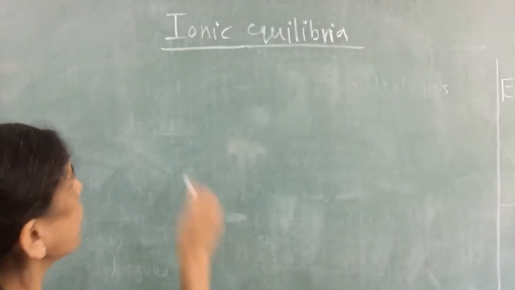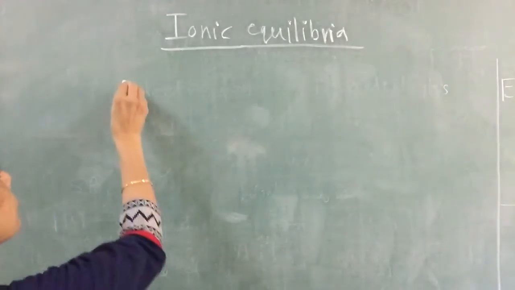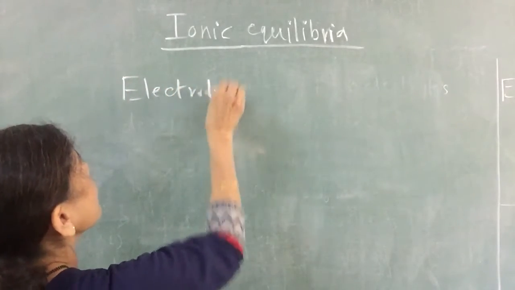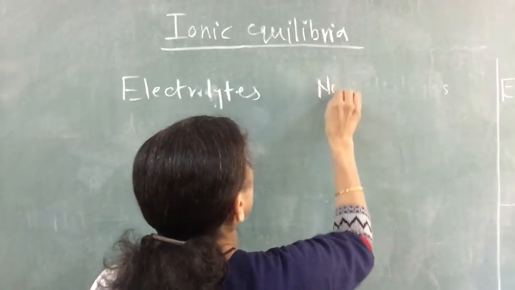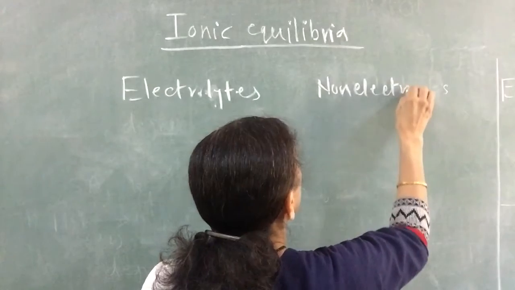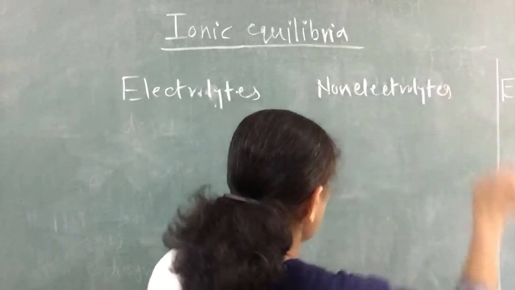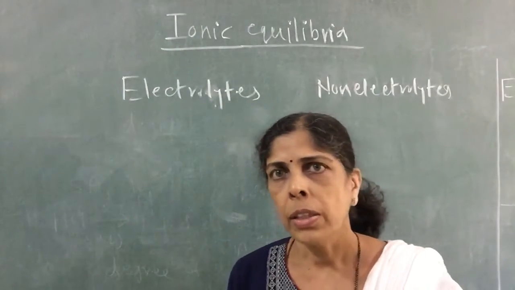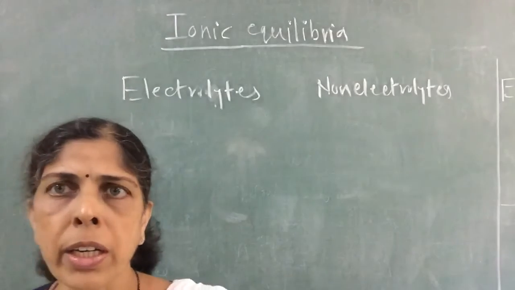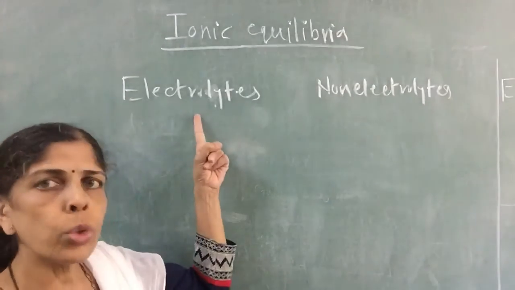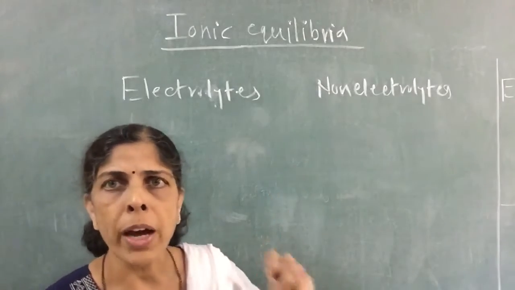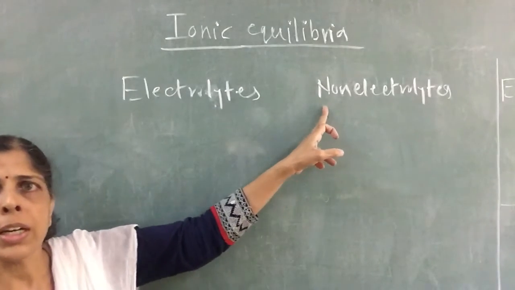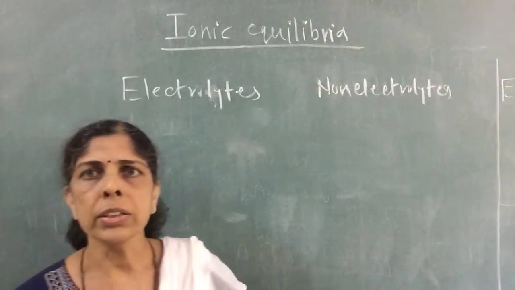Now we will proceed with the chapter with electrolytes and non-electrolytes. Why are we proceeding with electrolytes and non-electrolytes? Because electrolytes are the substances which are able to give ions, which are able to form ions in aqueous solution. And non-electrolytes are the substances which are not able to give ions in solution.